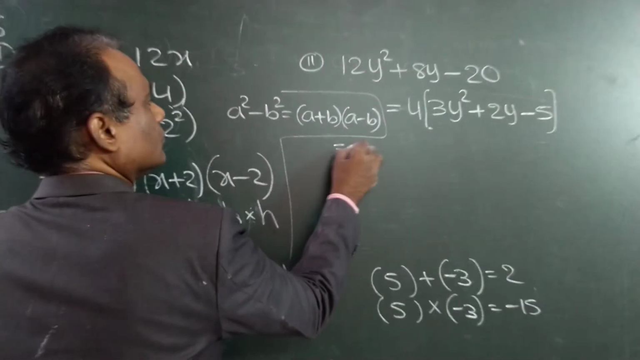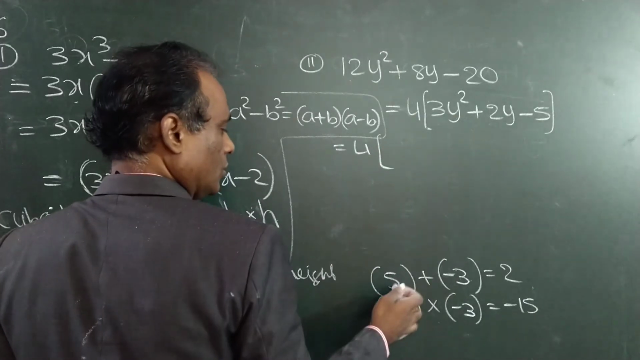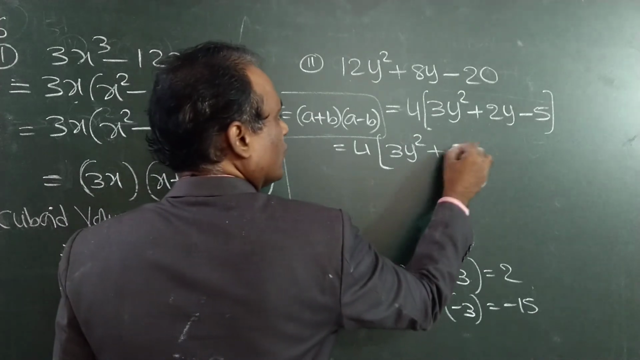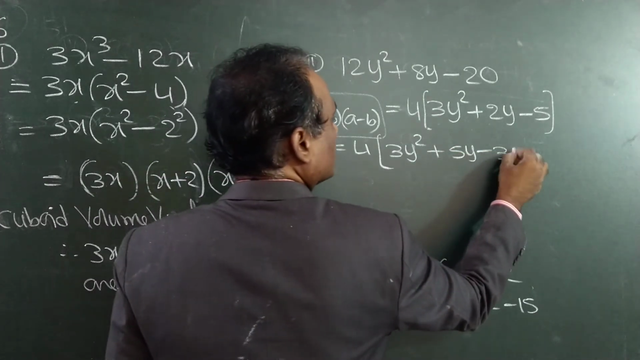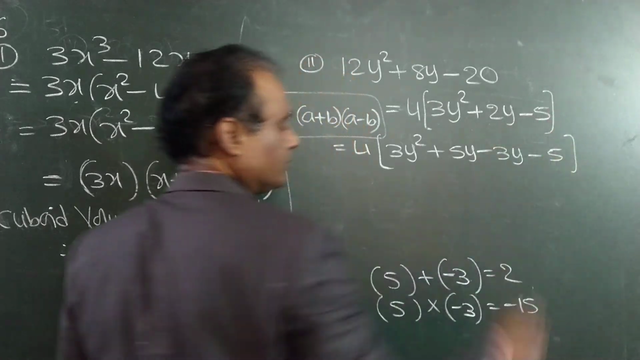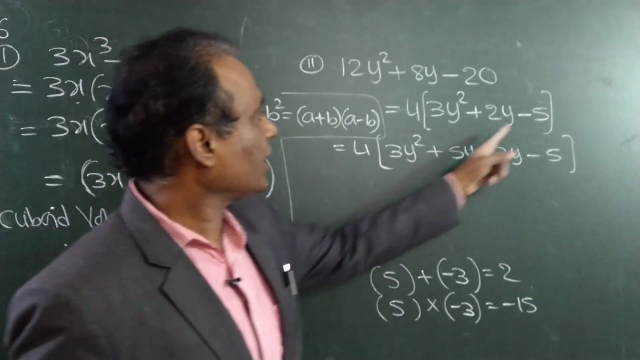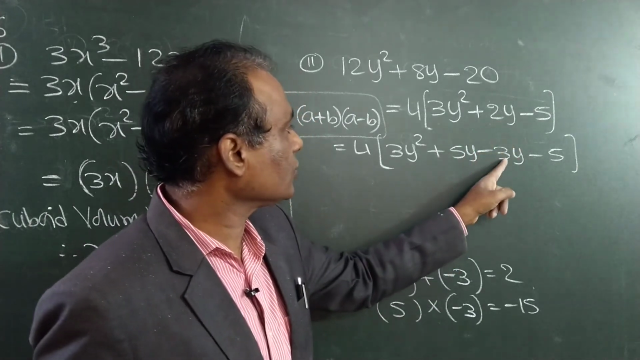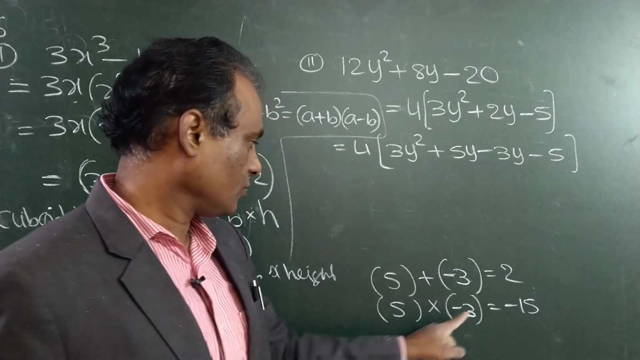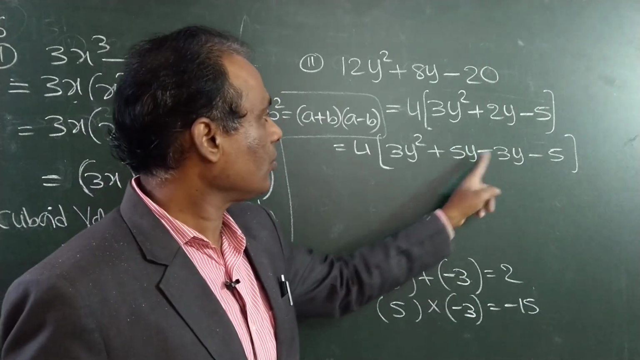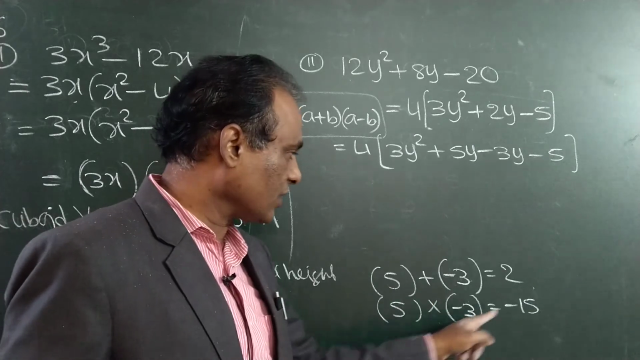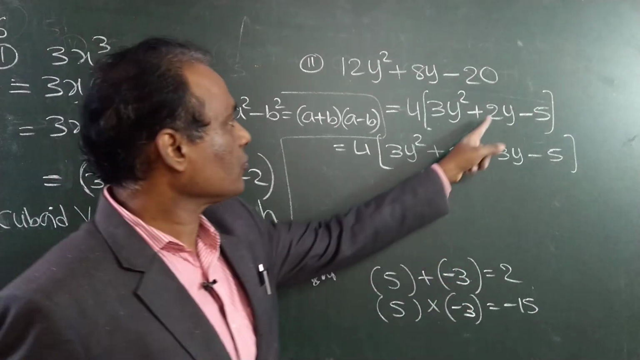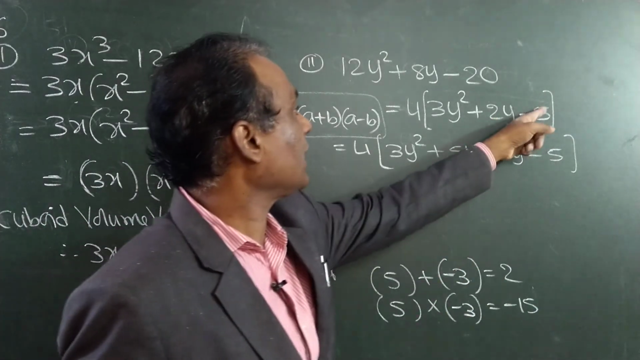See here. 3y square same, 2y I am writing as 5y minus 3y, minus 5 same. 2y can be written as 5 minus 3, and 5 minus 3 is 2. 5 into minus 3 is minus 15. Sum should be 2, product should be minus 15.